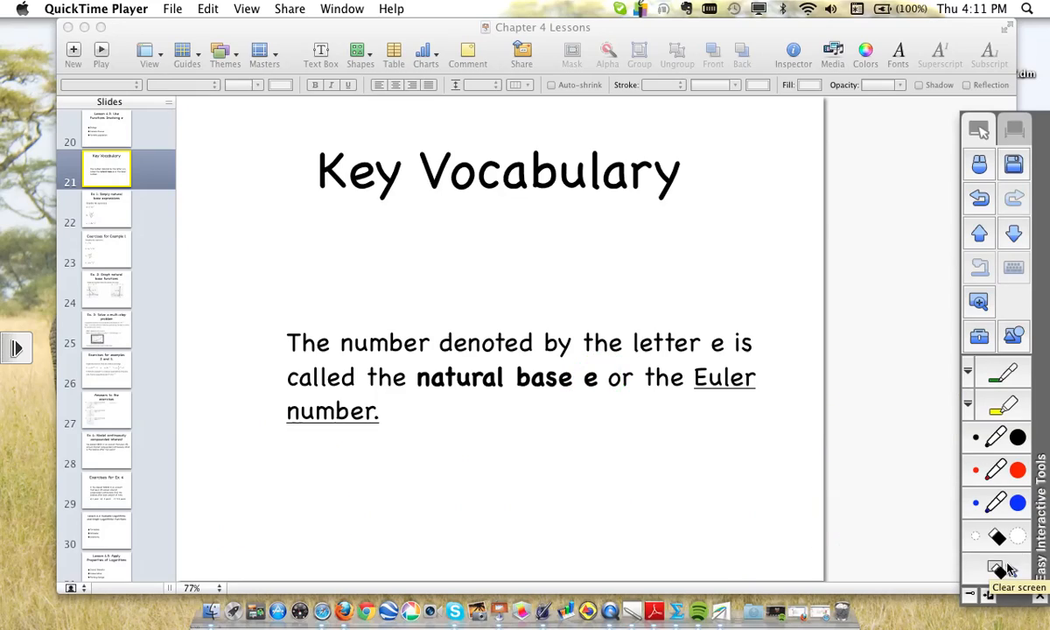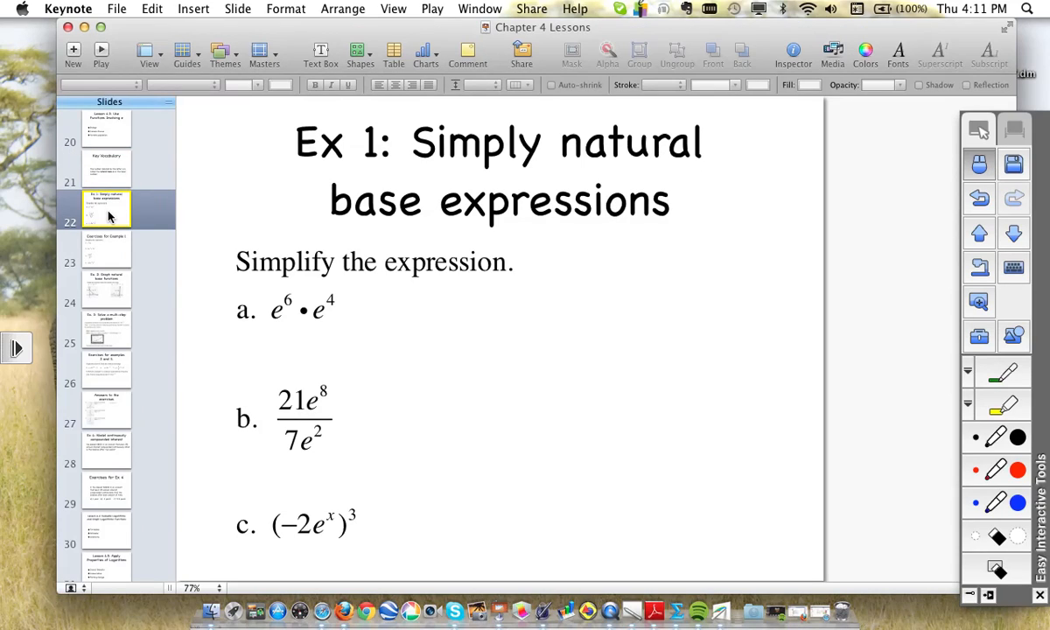All right, so let's go ahead and take a look at some applications of the Euler number. First example is just simplifying some expressions using the Euler number. We're not actually going to solve it per se, but it would be nice and easy to do so.